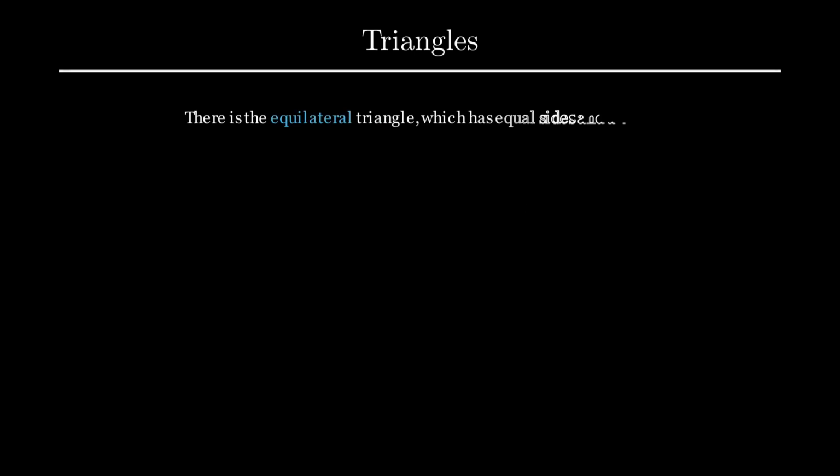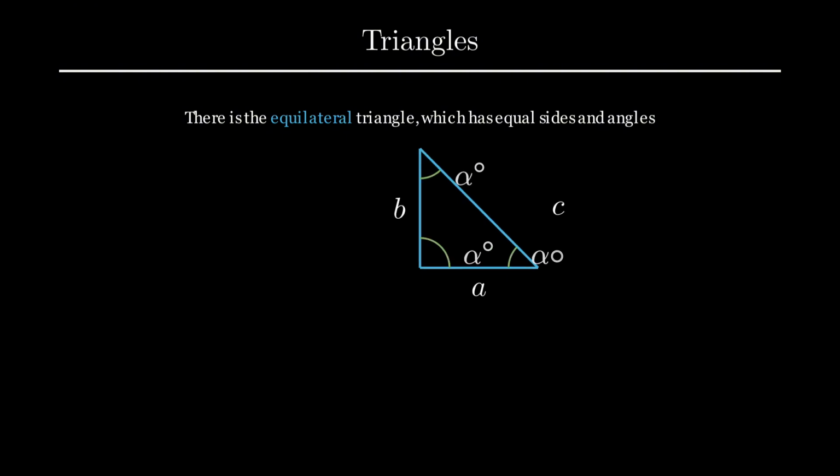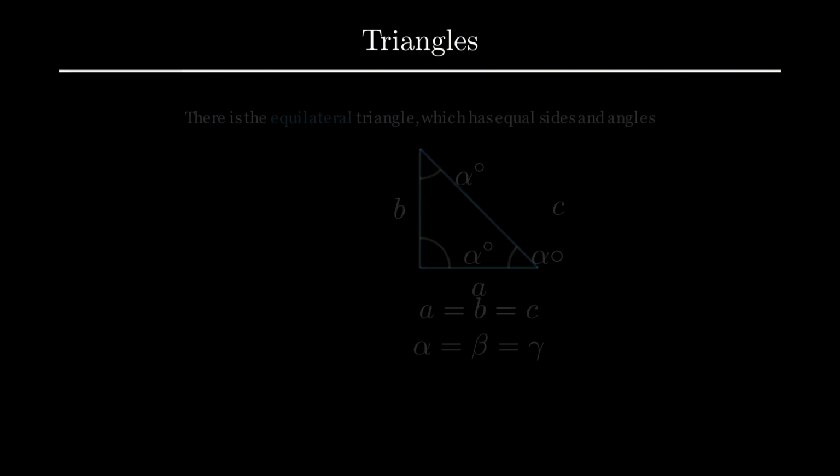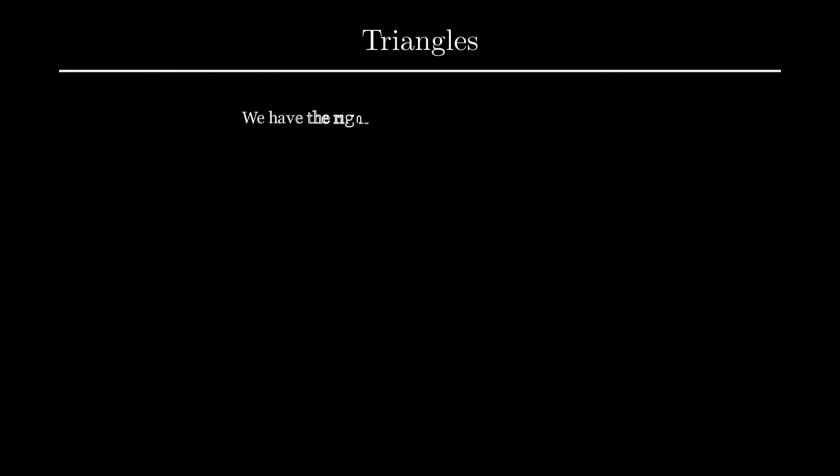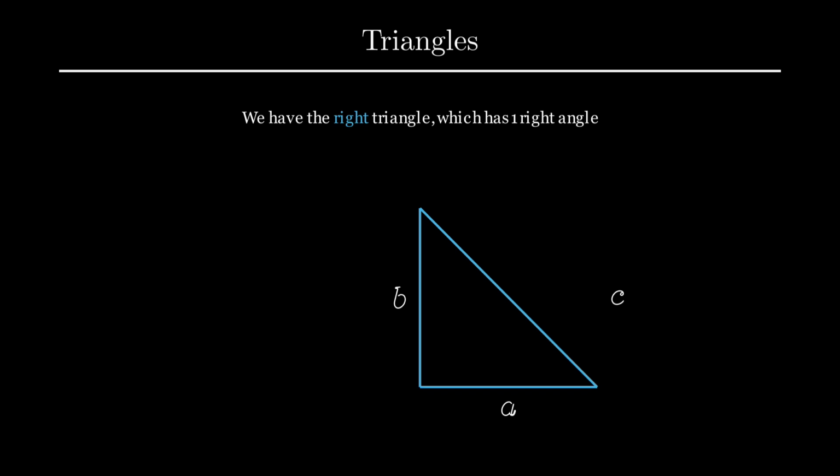Then we have the equilateral triangle. All of its sides have the same length, and all its angles are equal. A is equal to B, who is equal to C, as well as alpha is equal to beta, who is equal to gamma. Finally, we have the right triangle. It is a triangle who has one angle equal to 90 degrees. The largest side is C, called the hypotenuse.